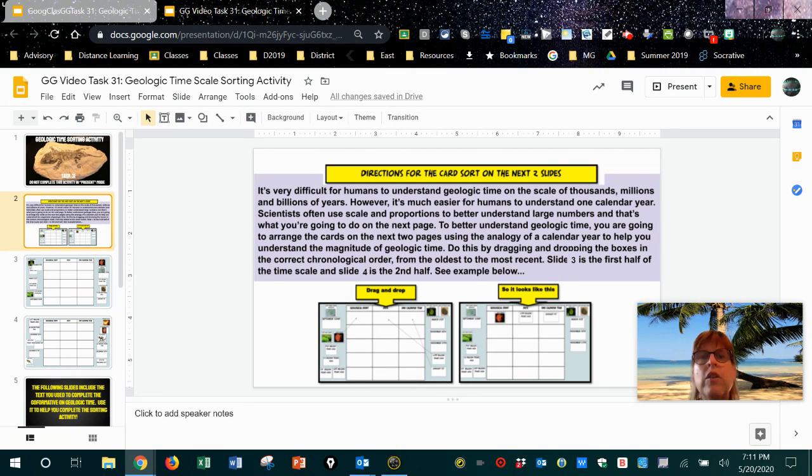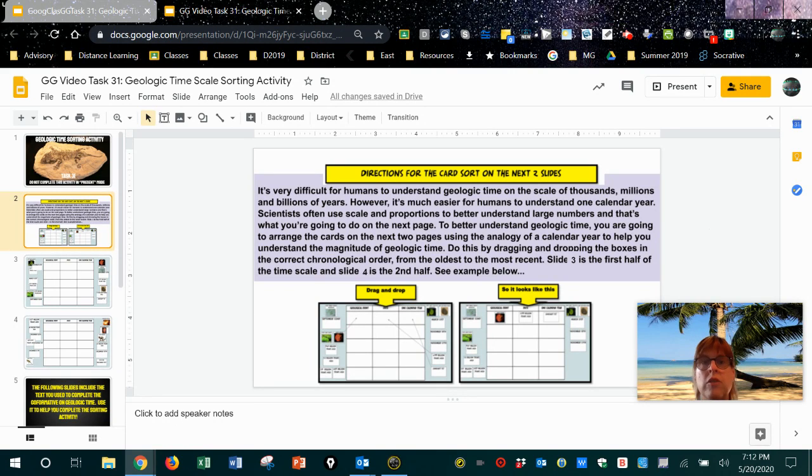It's very difficult for humans to understand geologic time on the scale of thousands, millions, and billions of years. However, it's much easier for humans to understand one calendar year. Scientists often use scale and proportions to better understand large numbers, and that's what you're going to do on the next page. To better understand geologic time, you are going to arrange the cards on the next two pages using the analogy of a calendar year to help you understand the magnitude of geologic time.